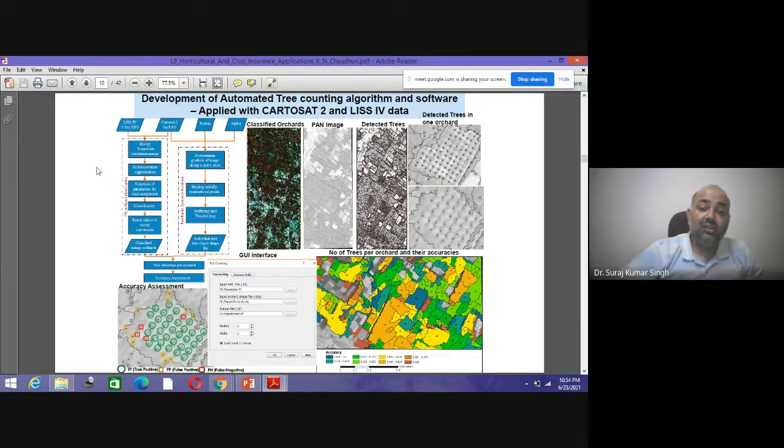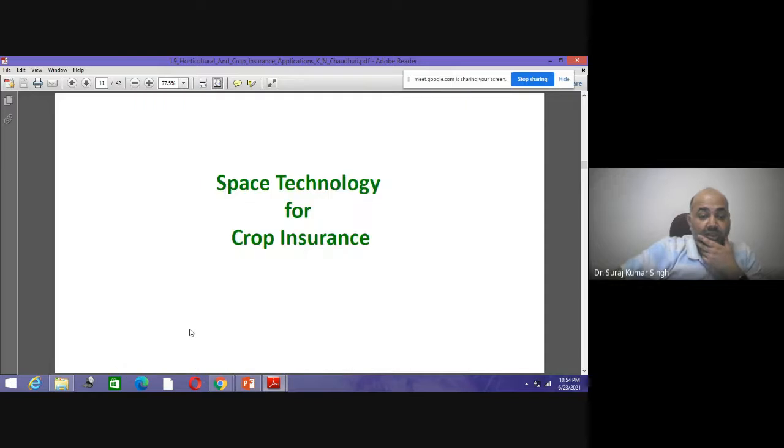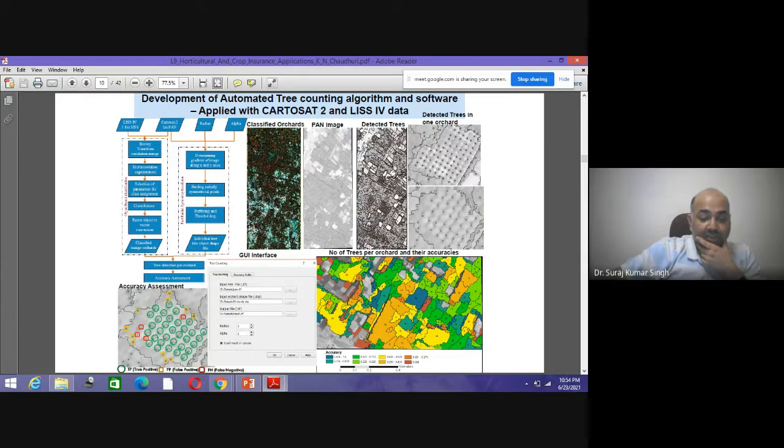So not only that, we'll be determining the different kinds of analysis to identify various kinds of crops, various types of trees. So you can see that we can easily identify each and every tree using satellite remote sensing. So this is the classified orchards. Then this is a pan image of the same area. Then we have detected the various kinds of trees using the various algorithms, and this is a zoom image of those two areas where you can identify each and every tree. We can count the total number of trees.